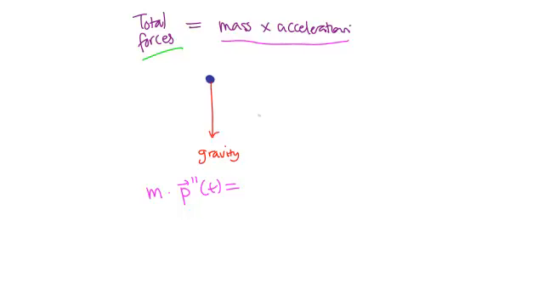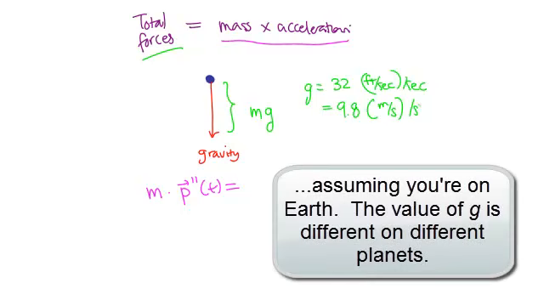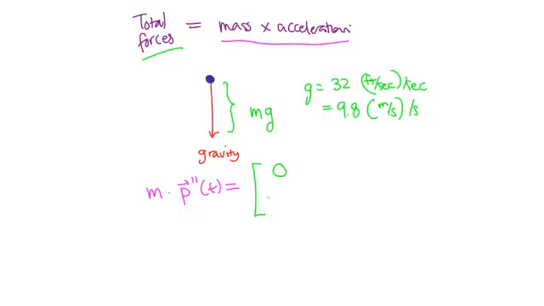Now, physics says that the magnitude of this force will equal the mass of the object times a number called g, which represents the acceleration due to gravity. So this number g right here is equal to 32 feet per second squared in English units, or it's equal to 9.8 meters per second squared in standard units. And so this right here is going to be a vector who has no horizontal component and it has a negative mg. Points straight down with magnitude mg.